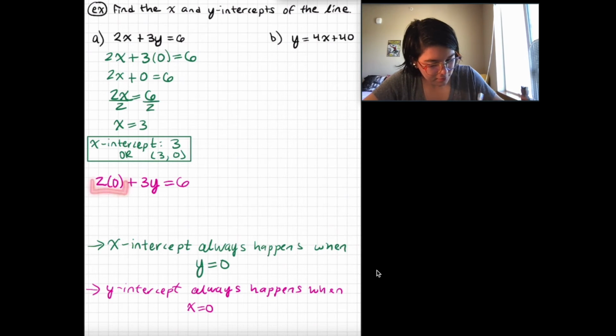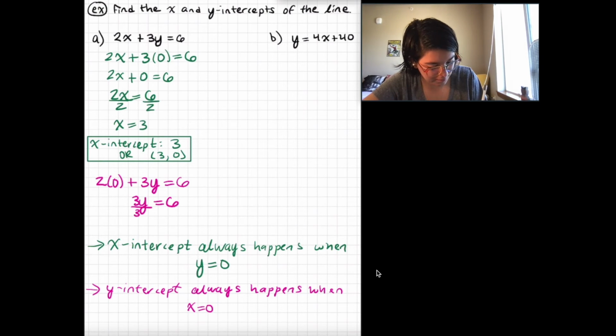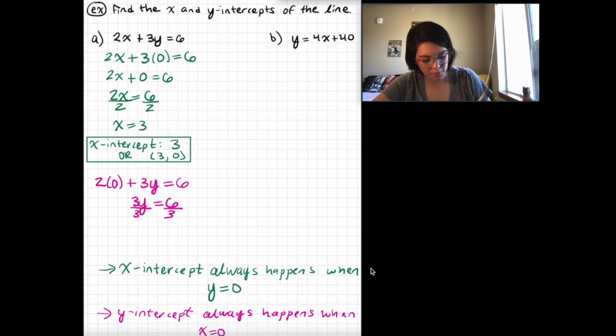2 times 0, again, that's just 0, so we can just write 3y is equal to 6. We have 3 times y. Inverse operations tells us we should divide by 3. So we have y is 2. Or we can write this as the point 0, 2. And that is our y-intercept.